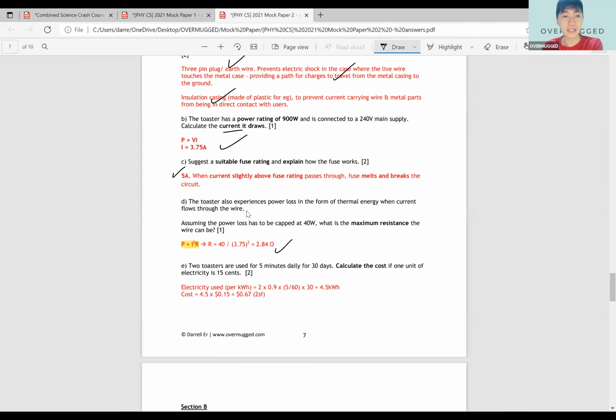Okay. Lastly, use for 5 minutes for 30 days, 15 cents. Convert the 5 minutes to hours. Or you can just take 5 times 30. How many minutes is that? 150 minutes, right? And how many hours is that? It's around 2.5 hours. Then you go and calculate. The unit of electricity is kilowatt-hour. So you can calculate accordingly. You can take a look at the working. You should be able to find the cost.